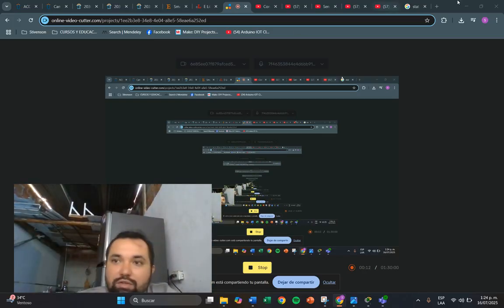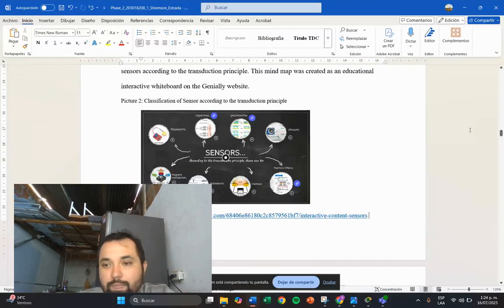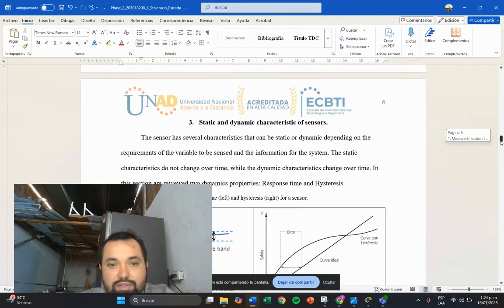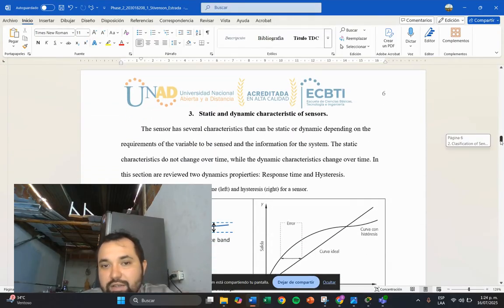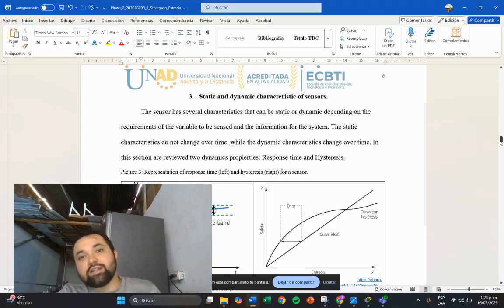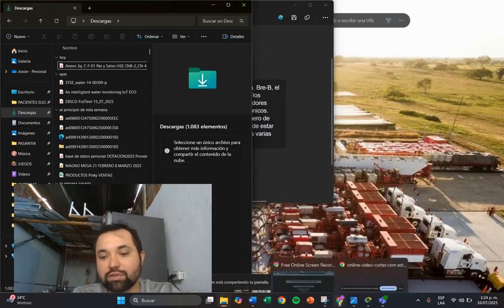This is the course Sensors for IoT, and this is phase 2. This presentation, this video, is about the static and dynamic characteristics of sensors, in this case specifically the response time and hysteresis characteristics. Okay, the sensor has several characteristics that can be static or dynamic, depending on the response over time.